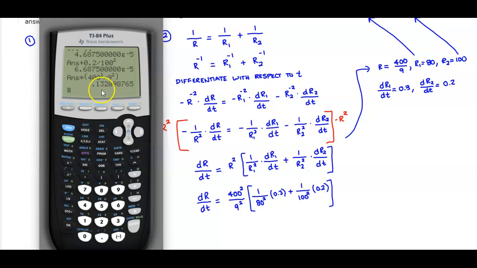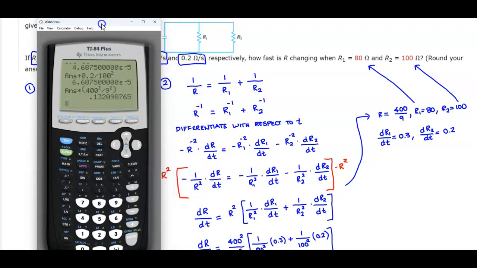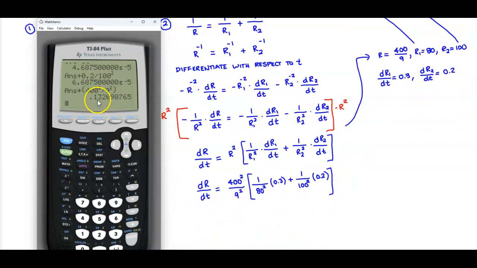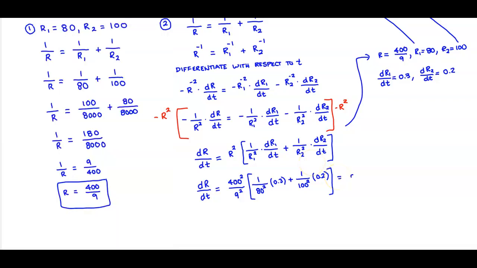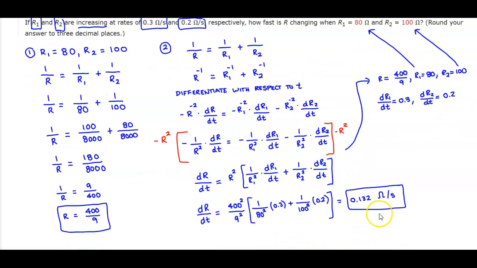And that gives us, and again up here it tells us to round our answer to 3 decimal places, so if we round it to 3 decimal places, we get 0.132, and that is ohms per second. And therefore we would say that R is changing at 0.132 ohms per second.